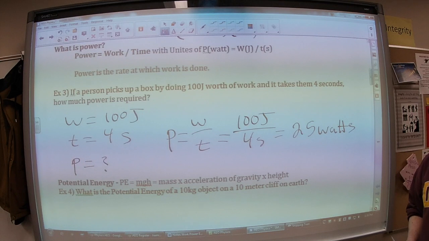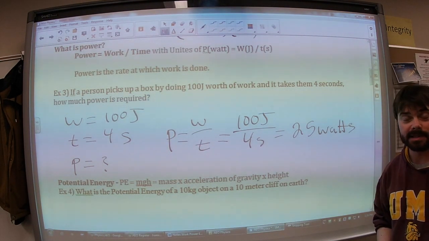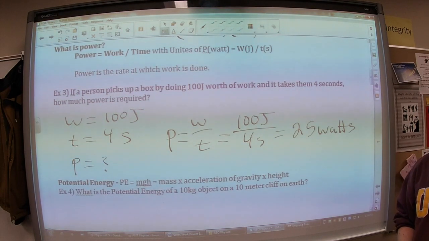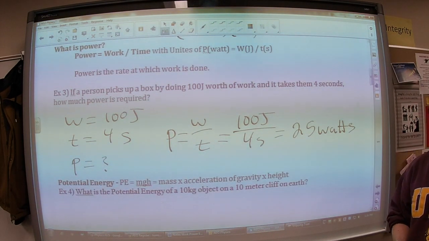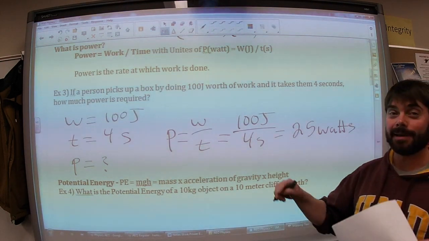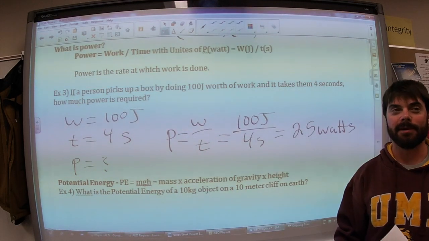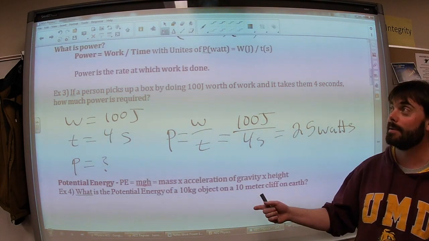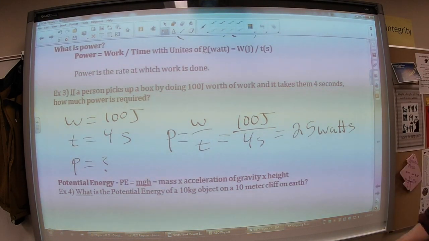So the concept of that, it's more difficult typically to find the work put in, because again, we could be moving things at angles or picking things up that are only given masses and not forces. So a lot of the so-called academic work that goes into power problems happens with calculations for work. The time is easy. If they give you time, you just simply divide the work by the time and you're going to get the power. Okay?